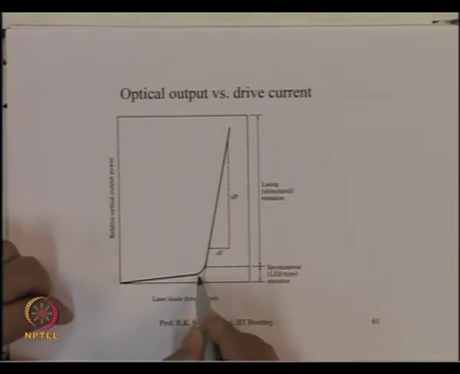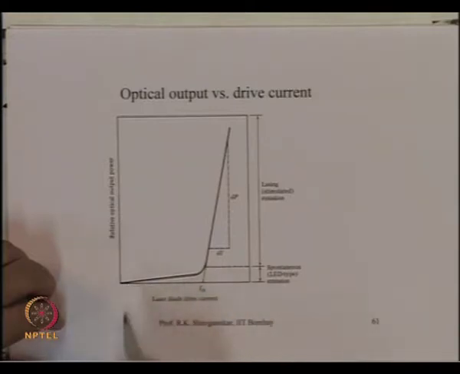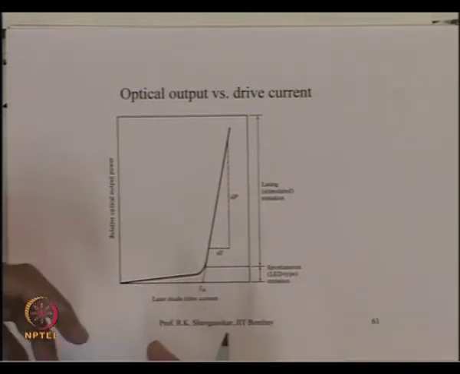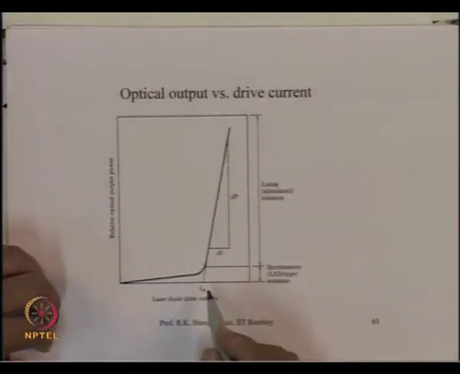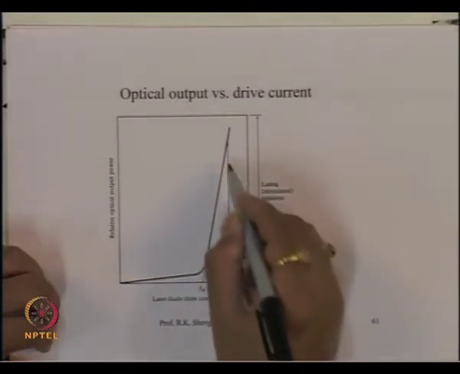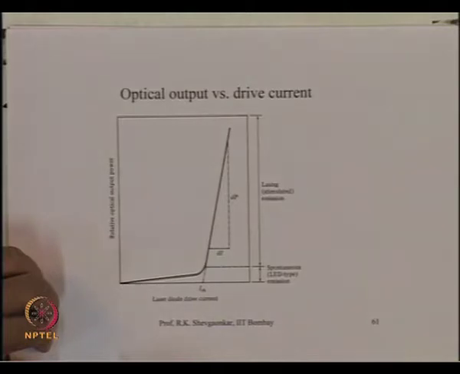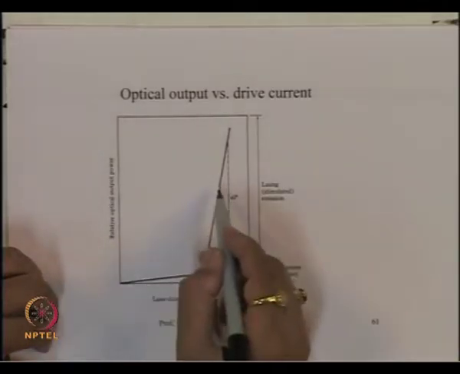So, below threshold current, the optical power is very, very small, and the mechanism below this current is the spontaneous mechanism, because the device is more or less working like an LED. Whereas, beyond the threshold current, the device goes into lasing action, and then we have the stimulated emission in this region, and the efficiency of the device is very, very large.